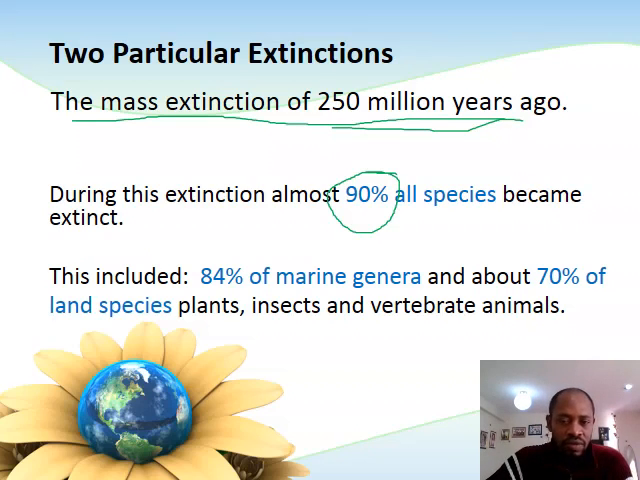So all the diversity we see today forms only about 1% of all what actually had lived on this planet. Quite intriguing. So of all those species that got extinct at that time, 84% of them were of marine origin. They spent their lifetime in marine environments like oceans and seas, and 70% of them were land species, which included organisms like plants, insects, and vertebrates.